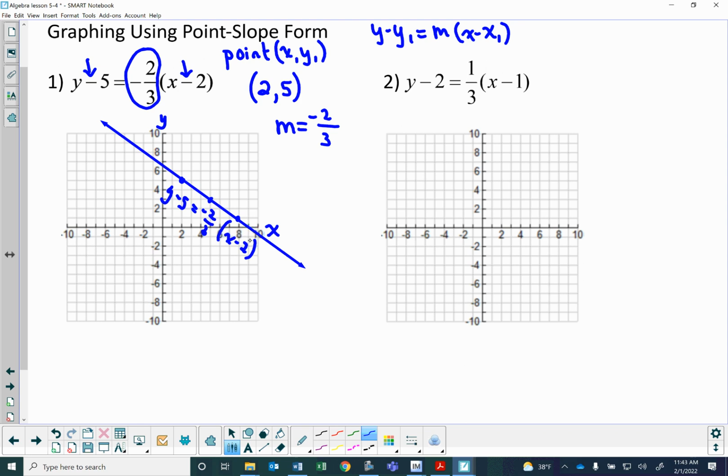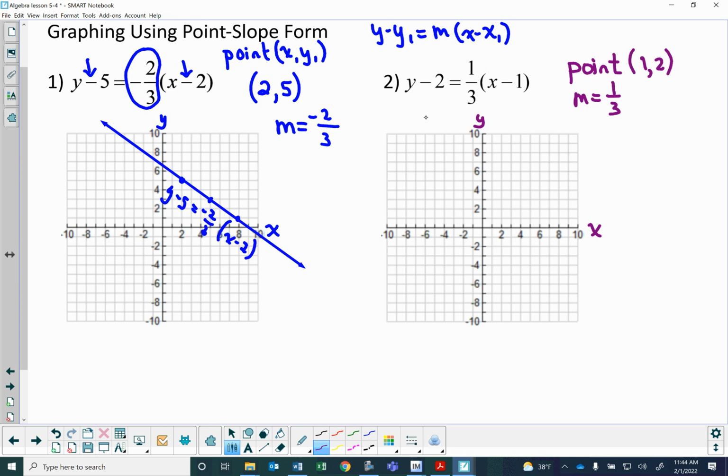Problem number 2 here. I'm going to do it in purple so that we can set it apart from problem number 1. My point should be the opposite of what is in front of it. So for x minus 1, the opposite of negative 1 is positive 1. My y is y minus 2, the opposite of negative 2 is positive 2. So my point is (1, 2), and my slope is positive 1/3.